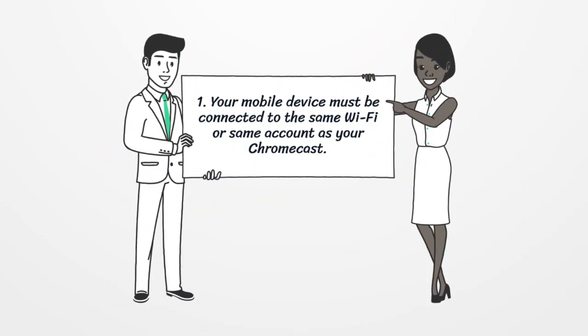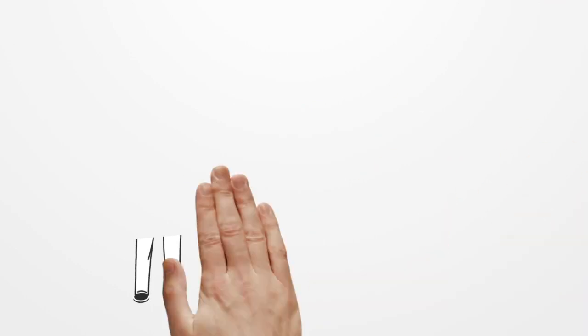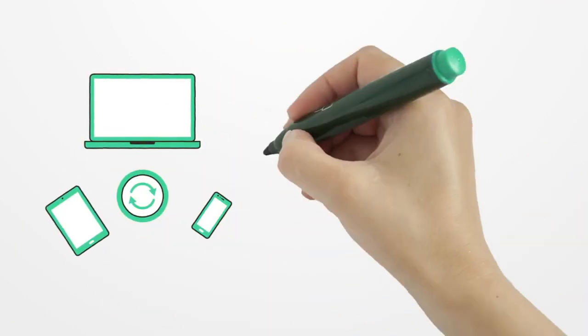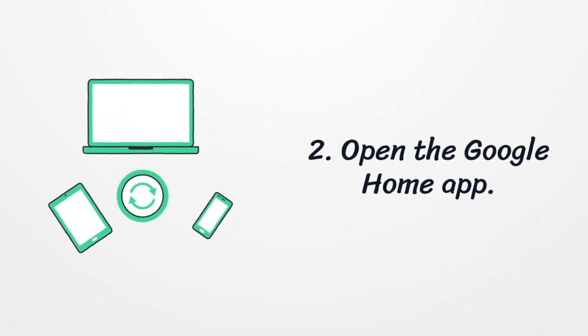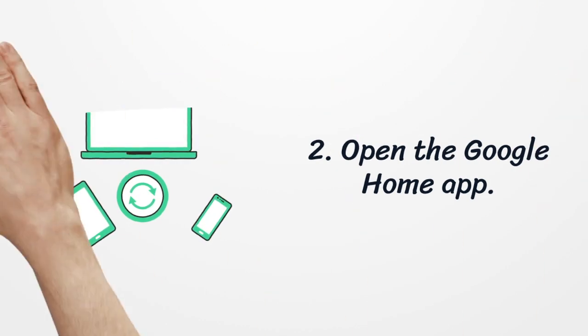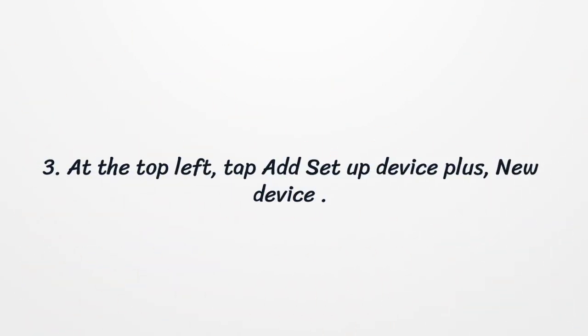1. Make sure that your mobile device or tablet is connected to the same Wi-Fi or linked to the same account as your Chromecast, or speaker or display. 2. Open the Google Home app. 3. At the top left, tap Add, Set up device, Set up new device.